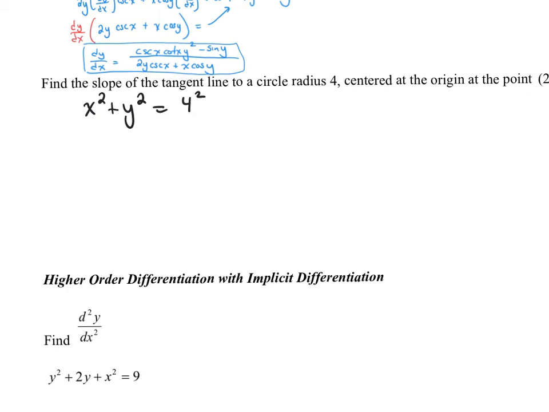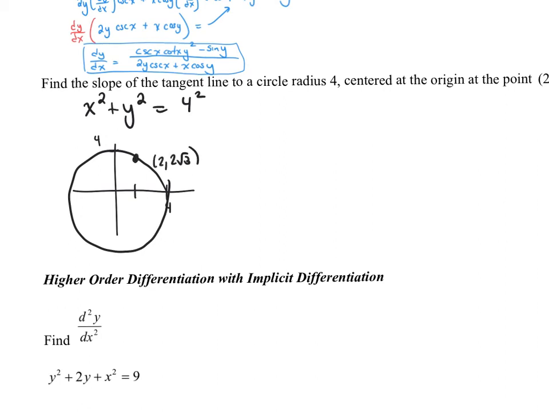So if I want to find the slope of the tangent line to this, so this is some circle that has a radius of 4. So this is 4, this is 4. So it looks something like this. So over 2, we have this point, this is my point (2, 2 radical 3). I'm going to assume that's on the circle. So I'm looking for the tangent line at this point. So some kind of line that looks like this.